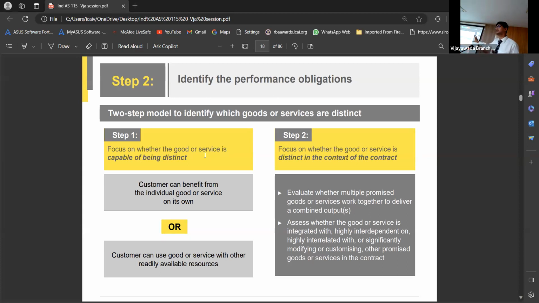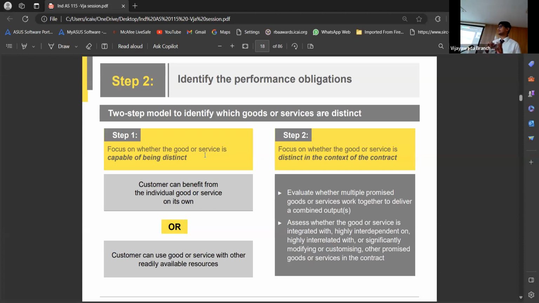That's very important for us. We need to know what is a distinct good and service, because if we are not getting this concept right, we don't know how to look at the contract itself. Now we know who is the customer and how we need to look at the customer. Now in the contract, we want to know first what is the distinct good and service.